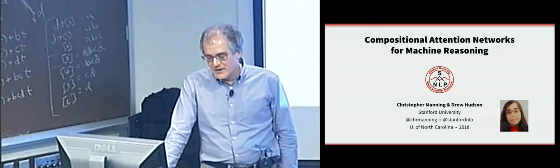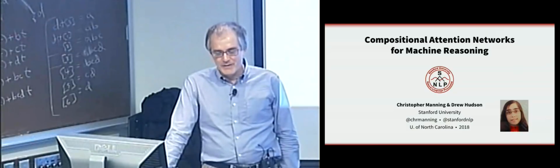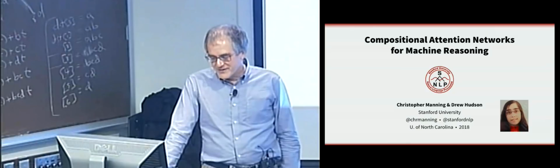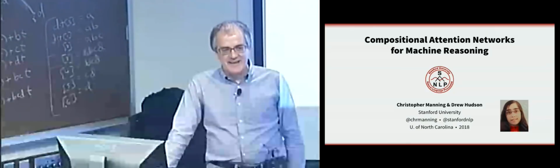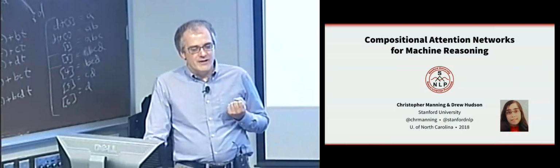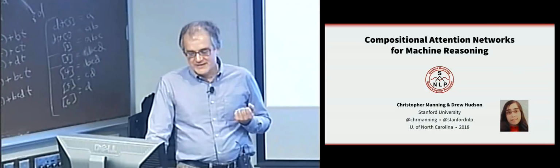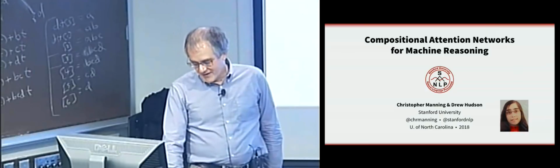So today what I want to talk about is a new model class that we've been working on, which is referred to here as a compositional attention network. And I'll say a bit more about that pretty soon. But the goal is: can we build neural networks that are better for doing reasoning and inference?